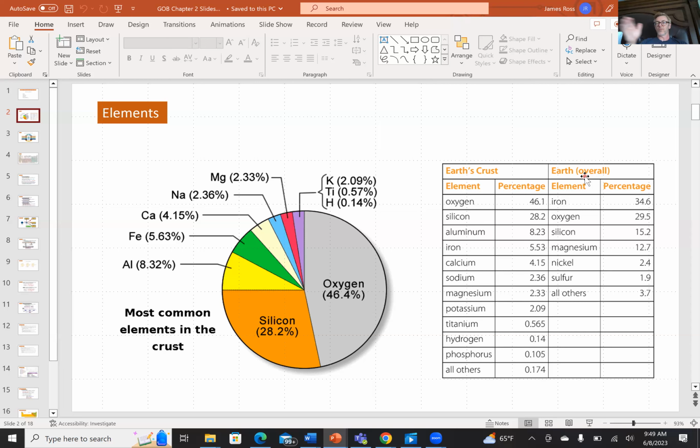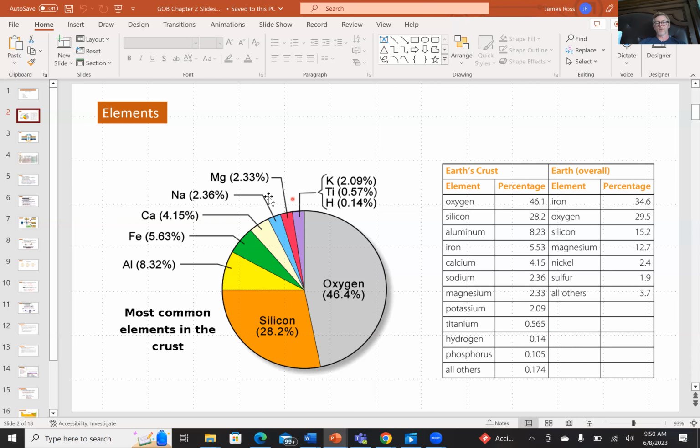Then looking at the two rightmost columns, this is the Earth overall. So instead of just the crust, this is going to be the core and all, if you essentially put the Earth in a blender and read everything rather than just the crust of the Earth. Iron, about 34.6% overall. Oxygen, about 29.5% overall. Magnesium, etc. So this is not something that you would need to memorize. It's just something that's kind of useful, and it's useful to start a conversation about which elements are most abundant.